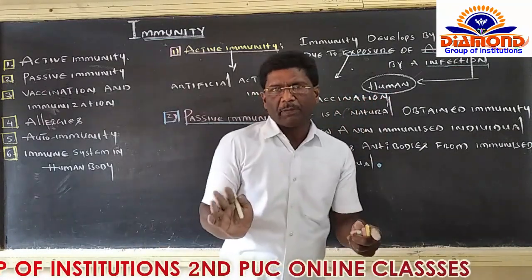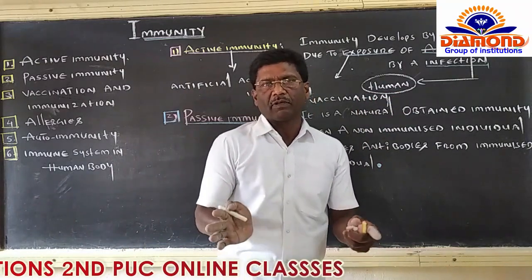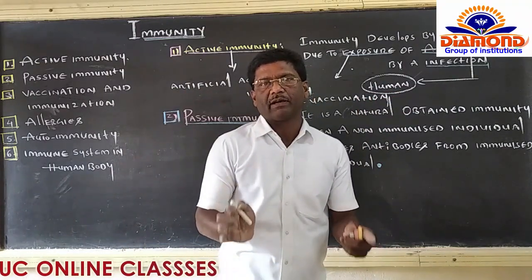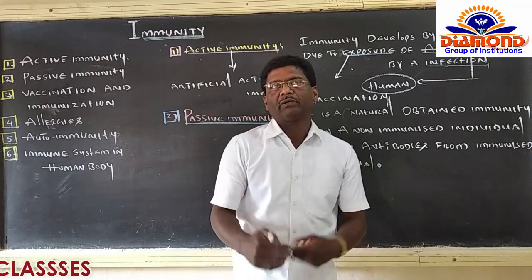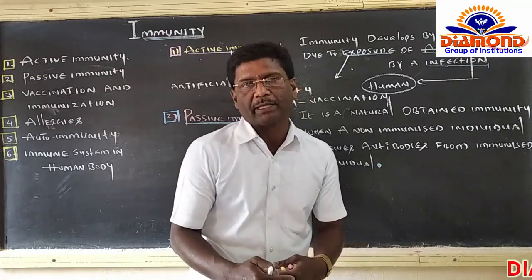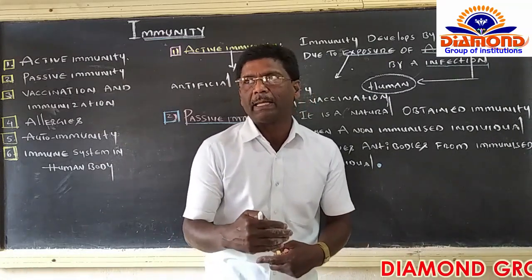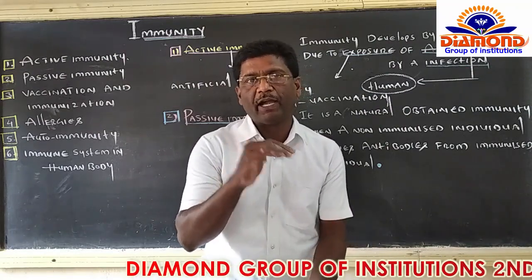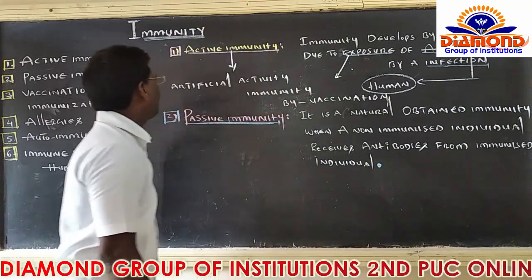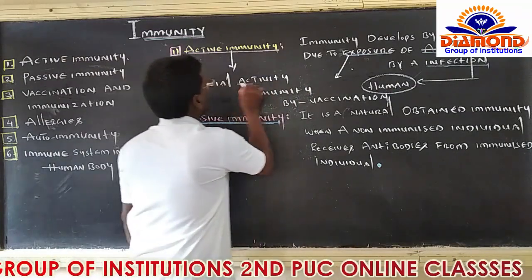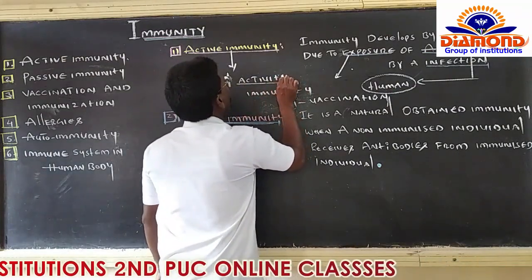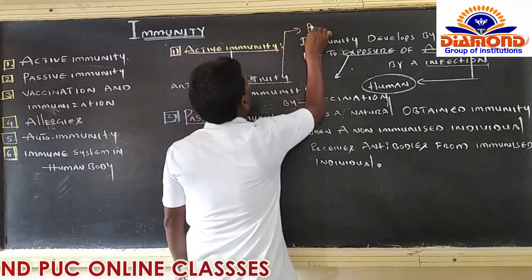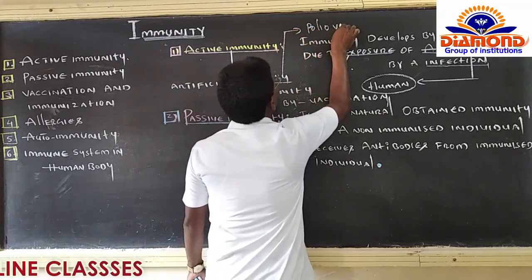When a small infant baby is present, right after birth, on the very first day or second day, we are going to conduct the immunization programme. In that immunization programme, we are going to give vaccination to a small infant baby. For example, here artificial active immunity, polio vaccine.